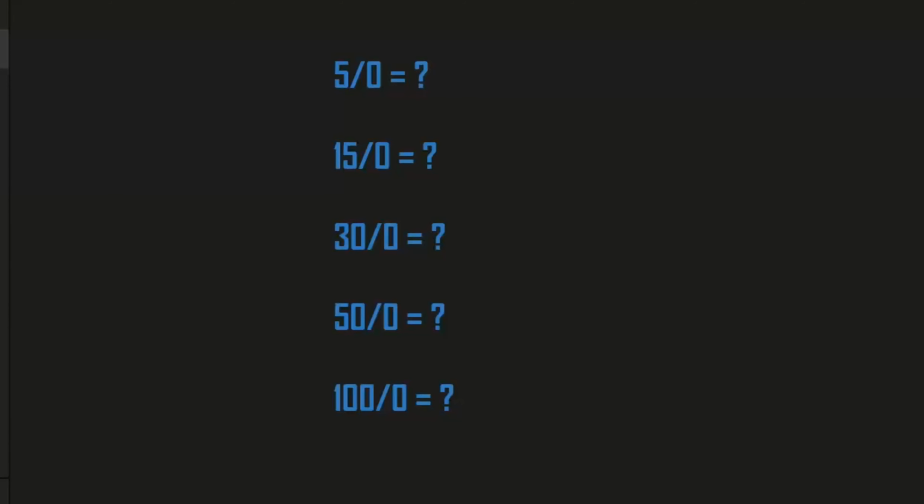Now take a look here. Let's say we have 5 books right here, but 0 people. That means we can't divide it at all. So that means it's just impossible. So all of these questions right here, they're not possible. So if you get a question like this anywhere, all you need to say is simply not possible or undefined.